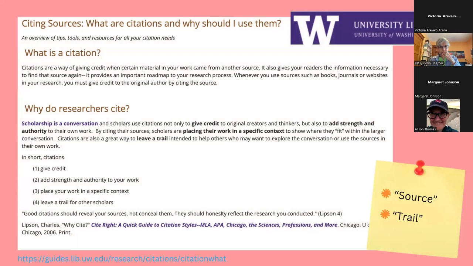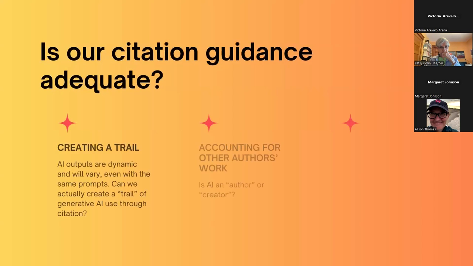There's also this kind of trailing, that we share our sources so that we can establish the trail of information that led us to a particular point, and it establishes a kind of trail for other researchers to follow if they want to, right? And so you can probably already see that some of the key reasons we cite become problematic when we think about them in conjunction with how generative AI works.